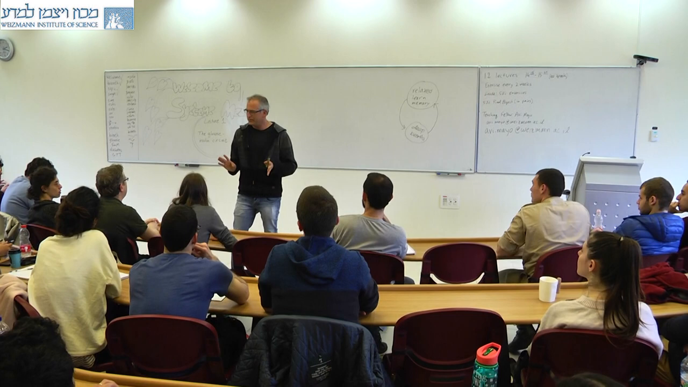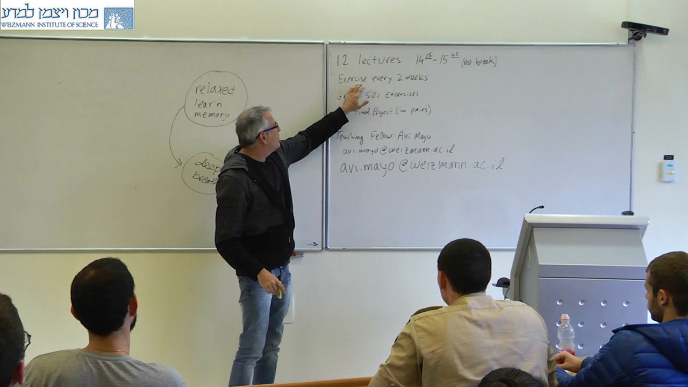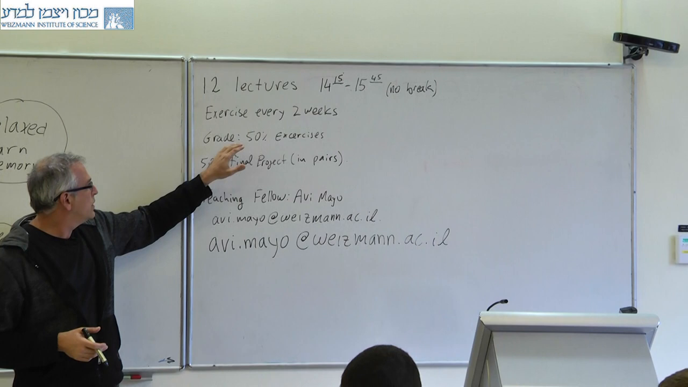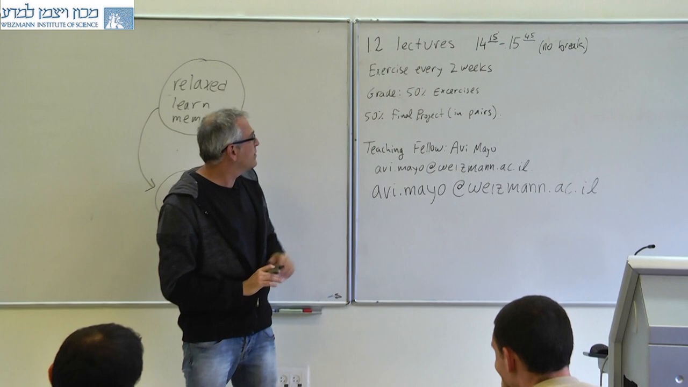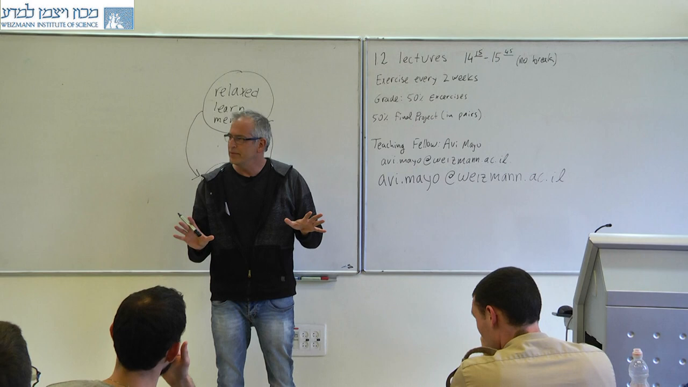This course will be 12 lectures of an hour and a half with no break, starting at 2:15 here. Every 2 weeks, we'll have an exercise sheet that should take you a few hours to solve. And the grade will be composed of 50% of these exercises and 50% of a final project that you can do in pairs. Any questions about these rules of the course?